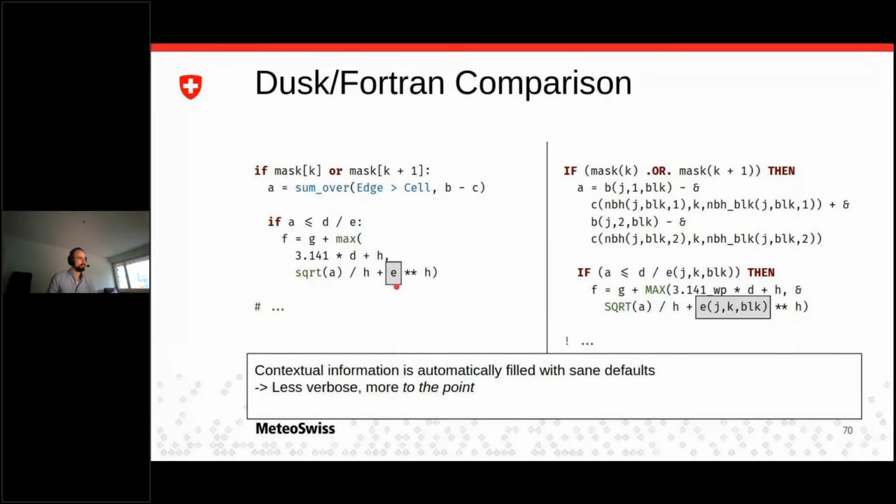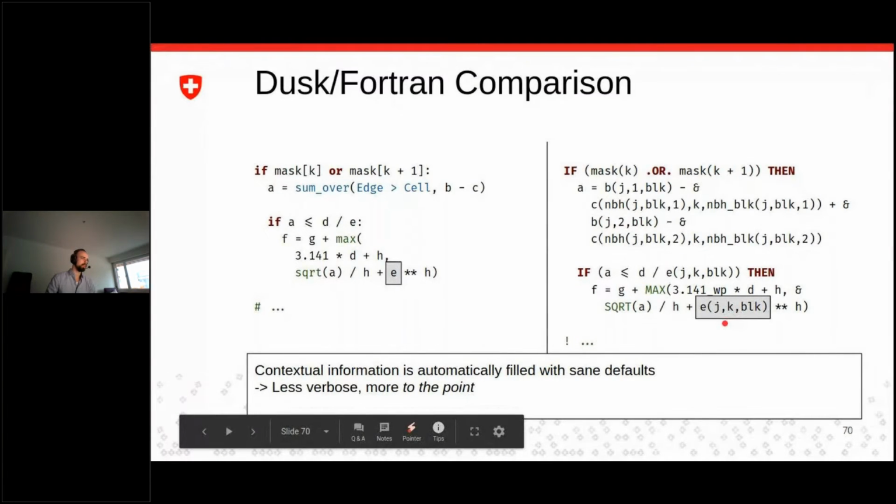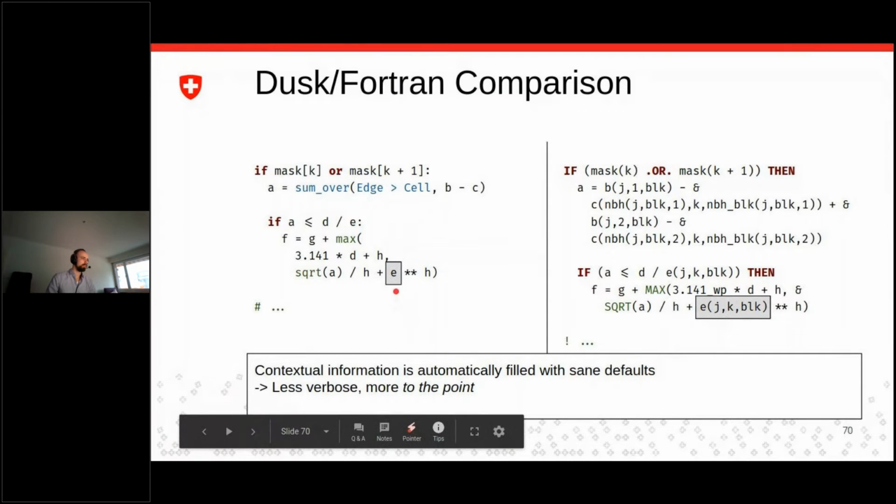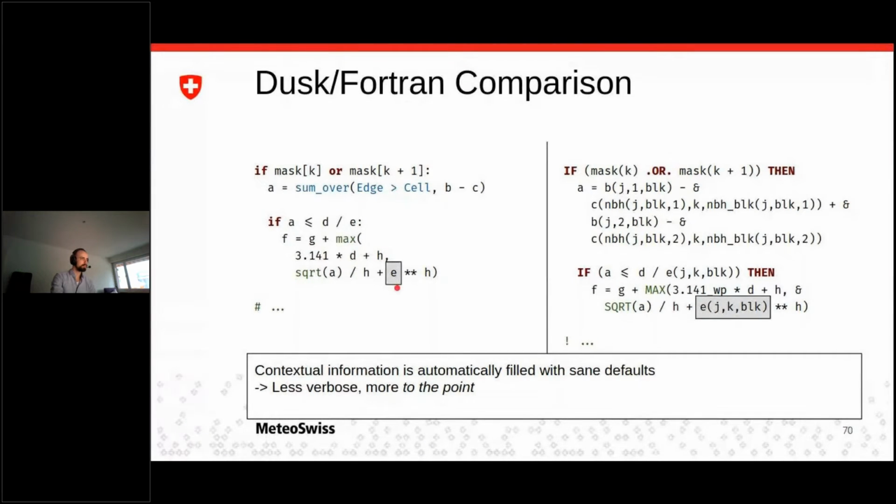So there's no black box artificial intelligence, dark magic involved. It's very deterministic how this is being filled in, and it's very easy to develop an intuition to be able to expect what Dusk will fill in there. And if you want to use different indices, then there are very straightforward ways to do this in Dusk. And because of this, the code is less verbose, because the majority of the time we don't have to fill in these indices, and the code is more to the point, because we basically just write E when we want to use this field.